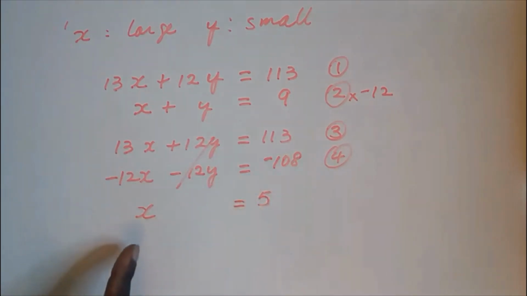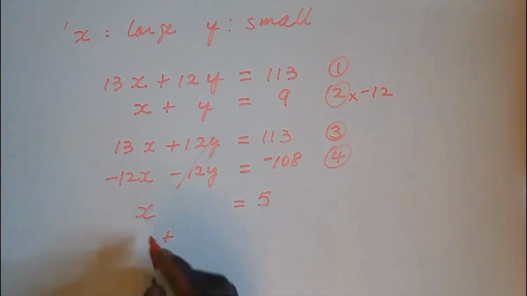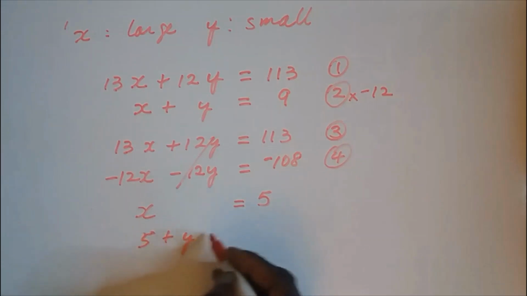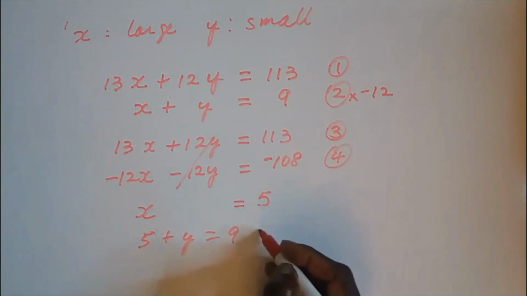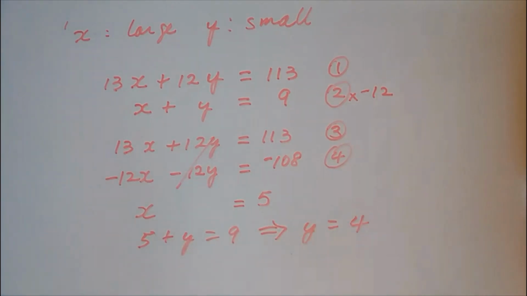If x is equal to 5, then 5 add y is equal to 9 implies that y is equal to 4. So she sold 5 large pieces and 4 small pieces. Well, let's see if we can check that.